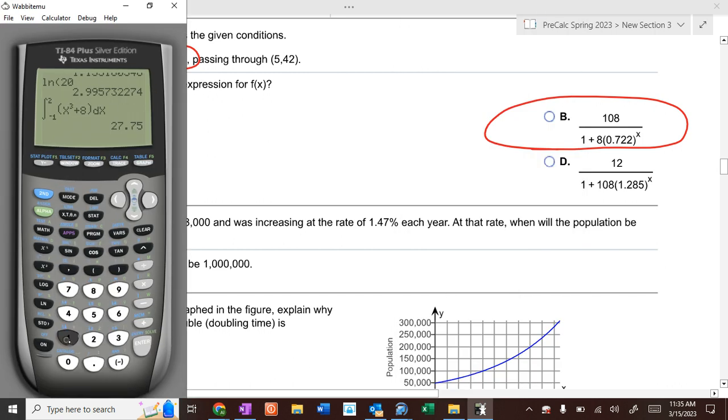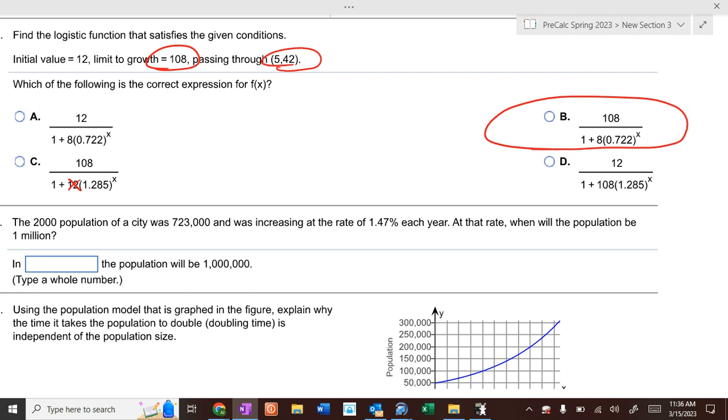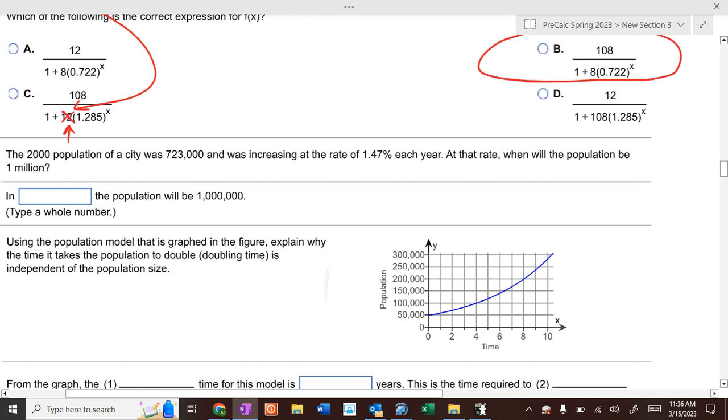All right. So 108 divided by parentheses 1 plus 8 parentheses again 0.722 raised to the x, close this parentheses now. Oh, not raised to the x, raised to the 5th power. Enter. And it's 42.03, so it's about 42. Okay? Don't use this number here. That's a little trick of the trade.